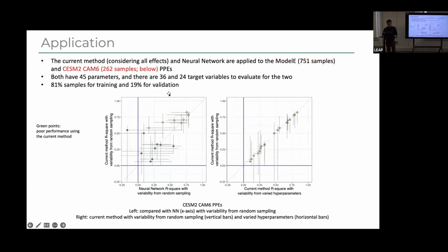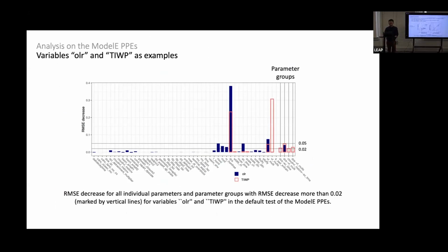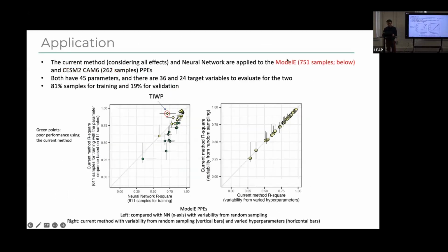Sorry, this is very sensitive. We're applying this method and the neural network to two different PPEs. Their main difference is that they have different numbers of ensemble members. One is 750-ish, the other is 260. We are doing 80% for training, 20% for validation, and here are the results denoted using R squares.